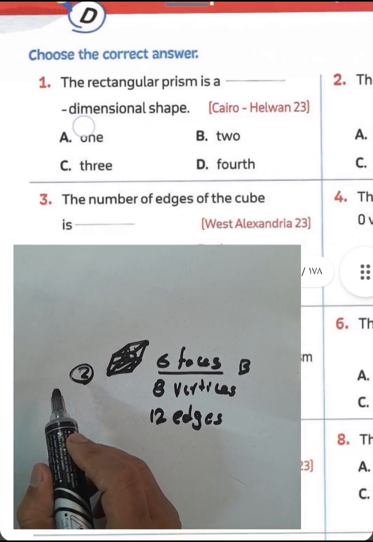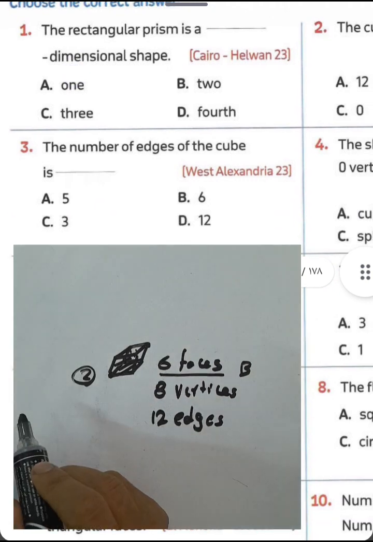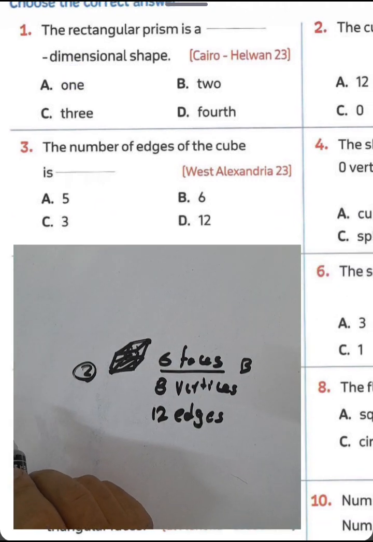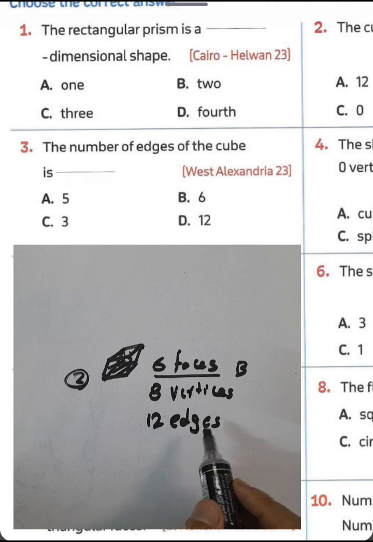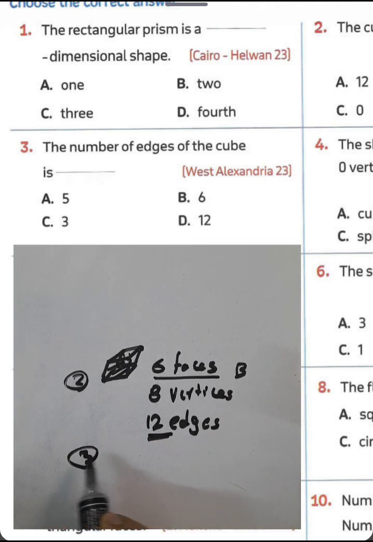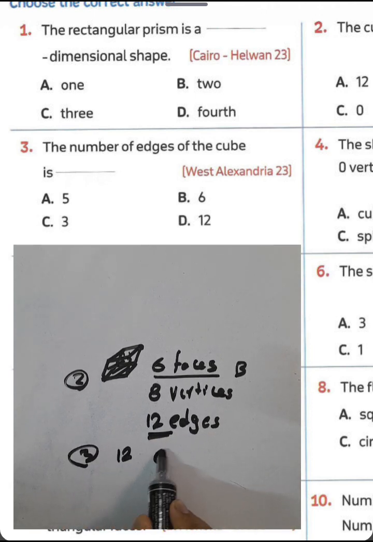Question number 3, the number of edges. The number of edges of a cube, we have 12 edges. Question number 3, write 12. Choose letter D.